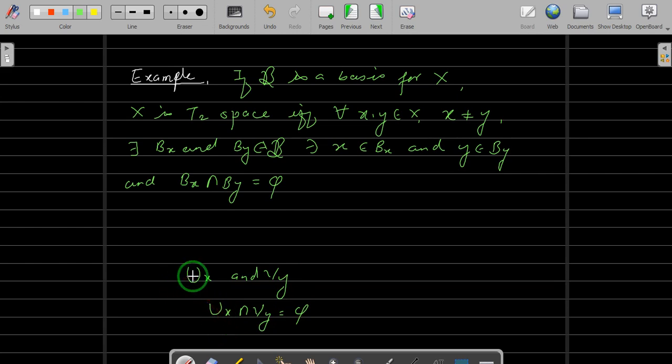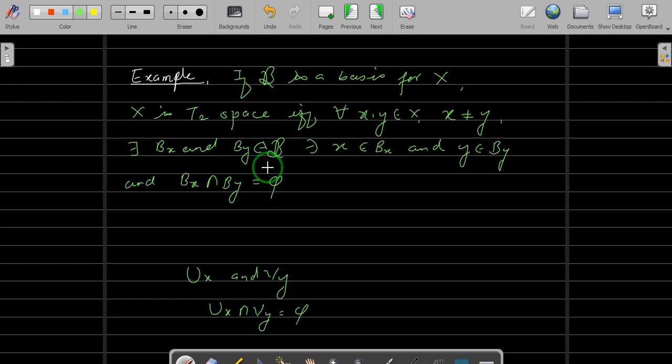And you know that X belongs to Ux and Y belongs to Vy because those are the neighborhoods of X and Y respectively. So you can use the definition of open set: X belongs to Ux and B is the basis. That means there exists a basic element, say Bx, such that X belongs to Bx and Bx is a subset of Ux. Similarly, you can find Vy. And since Ux intersection Vy is empty, that implies Bx intersection Vy is empty, and that is what we wanted to prove. So the write-up of this I will leave as an exercise for the learner.